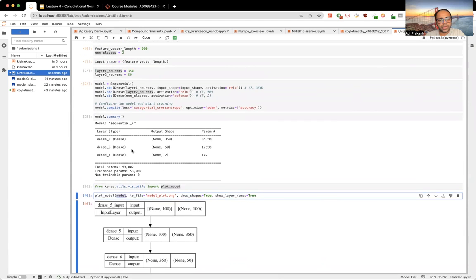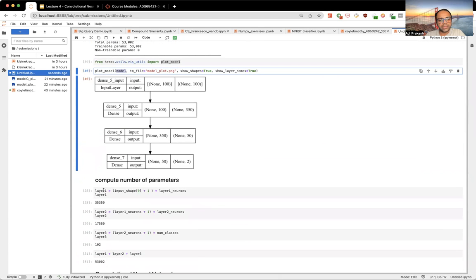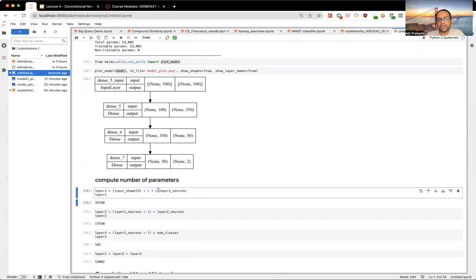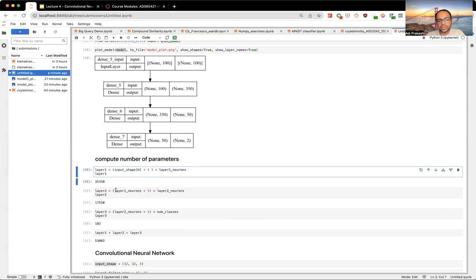Okay, let's try to compute manually the number of parameters in this network. In layer one, the number of weights will be the input shape plus one for the bias, multiplied by the number of neurons, because this is a simple matrix multiplication. The number of neurons on this side and the number of inputs on this side, it's crisscross, so input multiplied by output. So the number of parameters in layer one will be the input shape plus one, multiplied by the number of neurons. So it's 35350.